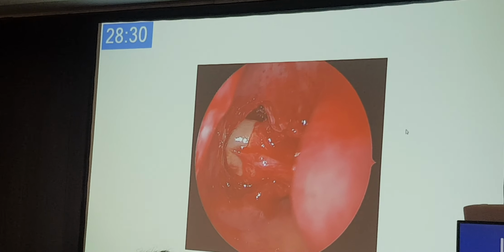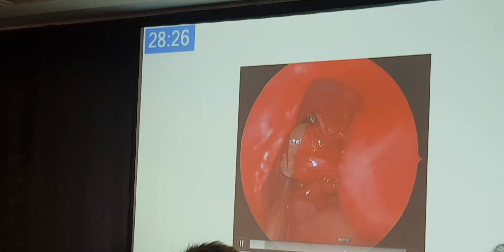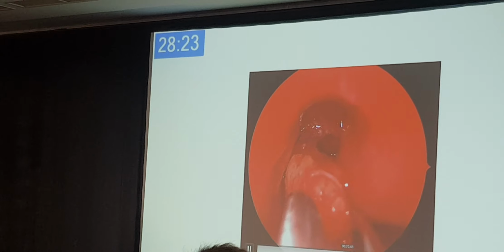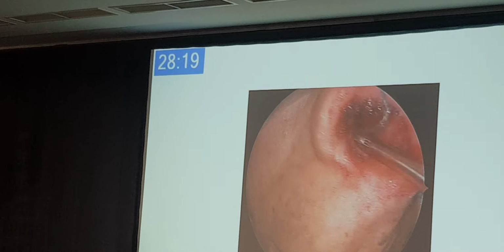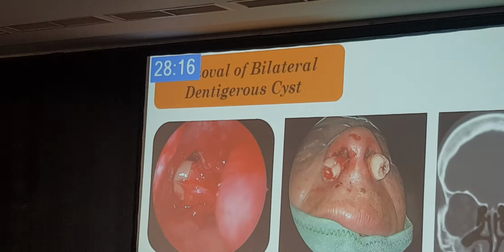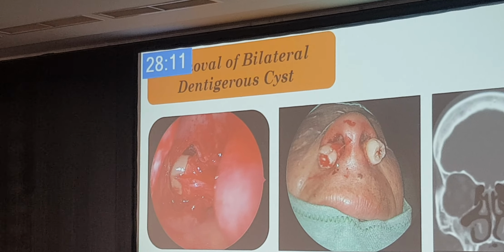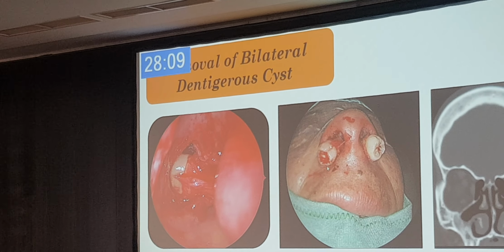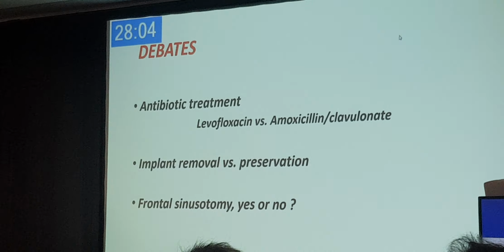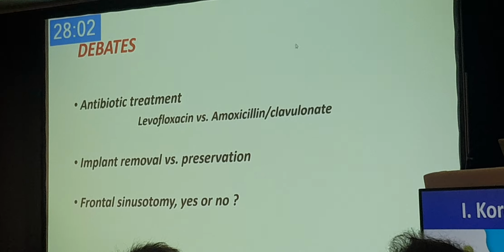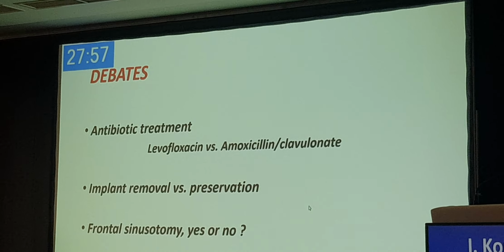So we have here, as Professor Landsberg showed, inferior antrostomy. We have this window, and we are taking this tooth out through the nose, the nostril. Okay, so this is the case. We are now doing the extraction of the tooth via the nose, and then this is the CT scan after the operation. Some debates: antibiotic treatment, implant preservation or not, taking out the frontal sinus or not.